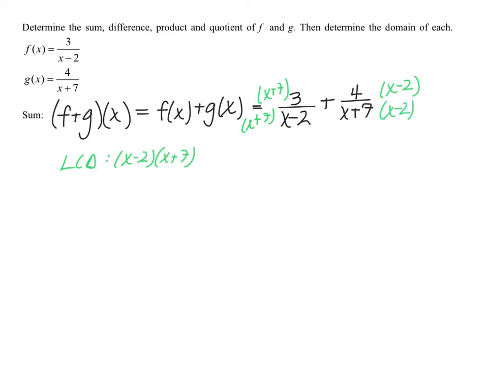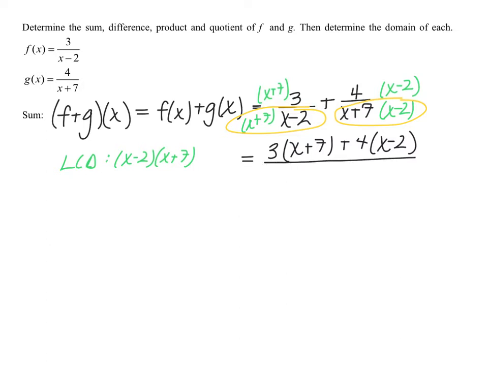So now, looking at the denominators, this denominator is x plus 7 times x minus 2, and this denominator is also x plus 7 times x minus 2. So we have a common denominator. So we will just go ahead and add the numerators. The first numerator is 3 times the quantity x plus 7, and we're adding that to our second numerator, which is 4 times the quantity x minus 2. And that is all divided by the common denominator, which is x plus 7 times x minus 2.